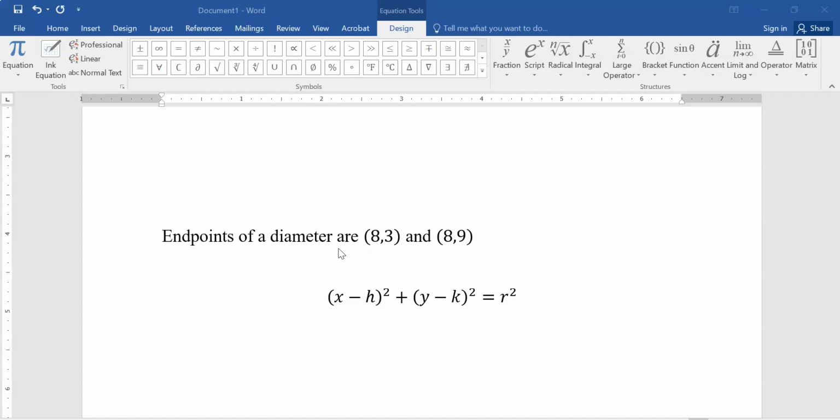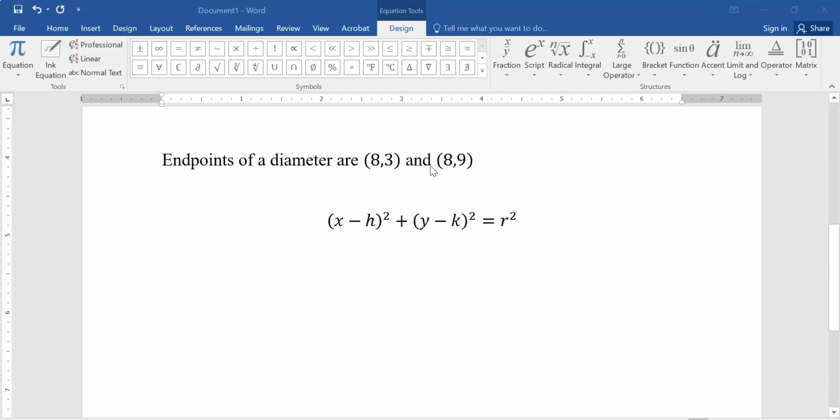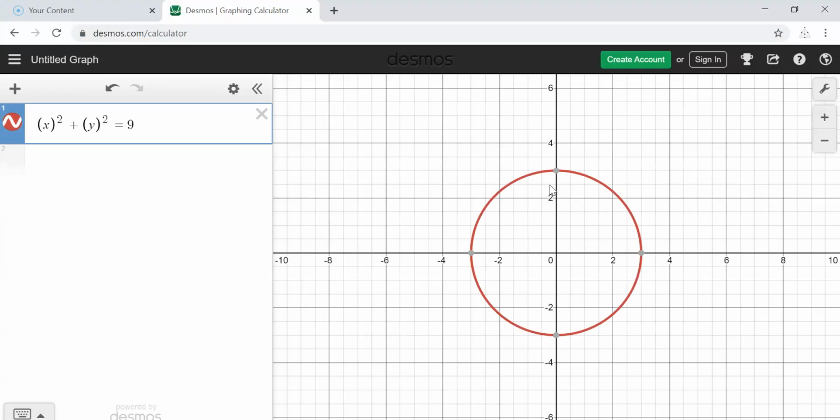All right, so here we have the endpoints of the diameter are 8, 3 and 8, 9. And we want an equation, something that looks like this. Obviously, I'm using the standard form of the circle. So (x minus h) squared plus (y minus k) squared equals r squared. So if the endpoints of the diameter are 8, 3 and 8, 9, that tells me essentially where two points on the edge of my circle are that go through the center. Now, because it's the diameter, it's going to go through the center.